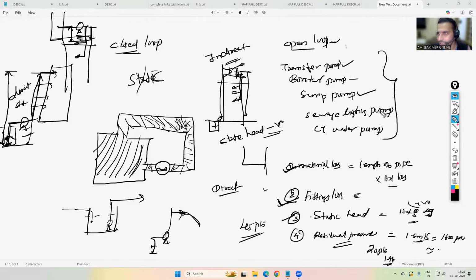Sewage lifting pump, same calculation: material losses, fittings losses, static head, and residual pressure, where 5,000 Pascal is more than sufficient. The only difference is that the density of water is nearly 1000 kilogram per meter cube, but the density of sewage will be slightly more, 1020 kilogram per meter cube. 1020 to 1050 kilogram per meter cube can come for domestic waste. So in the calculation, you have to consider the density difference.